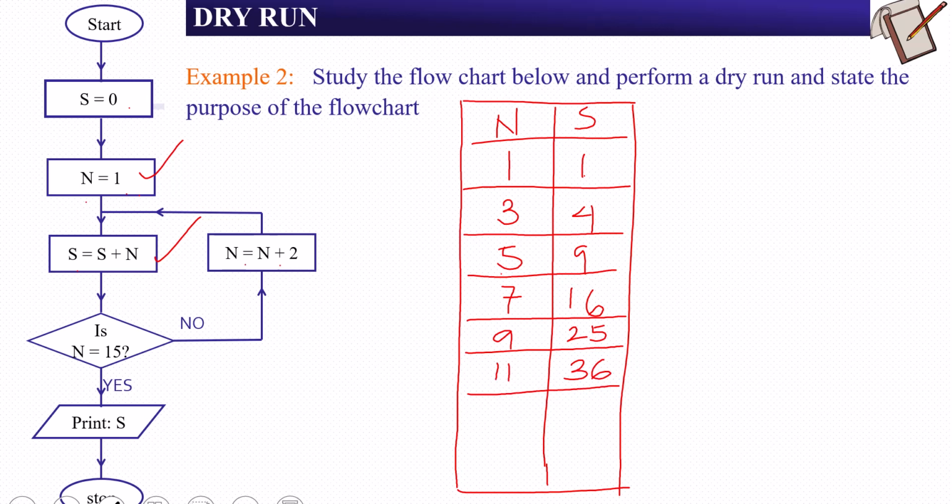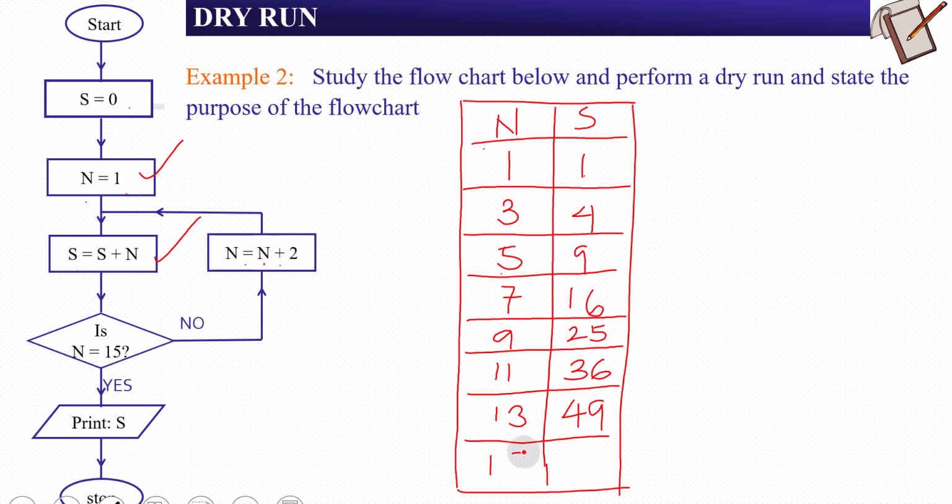No. What do? You go here and add a 2, it becomes 13. And then s will become s plus n. Our s is 36 plus 13. You will get 49. And then you continue asking yourself, is n equaling to 15? No. You continue, add 2 to your value of n.